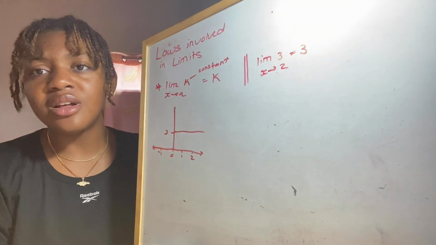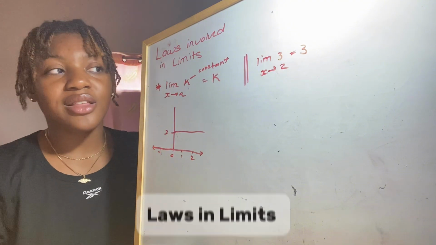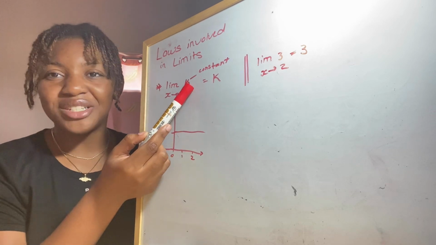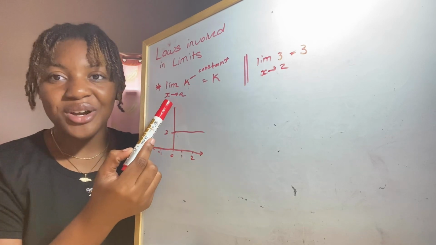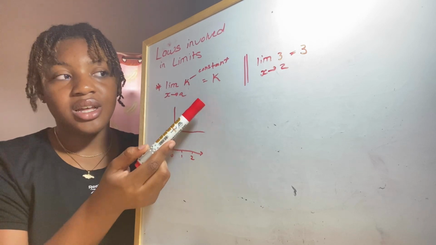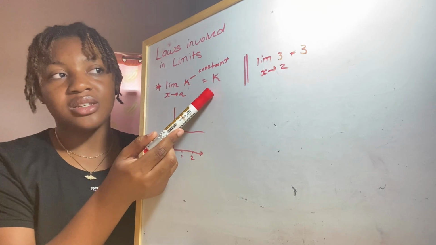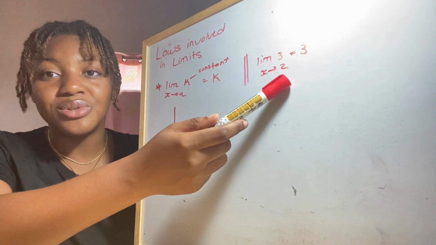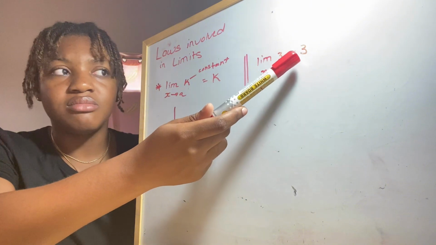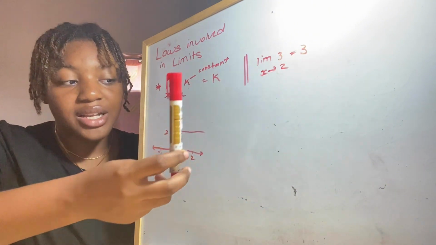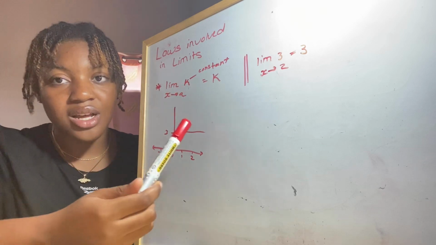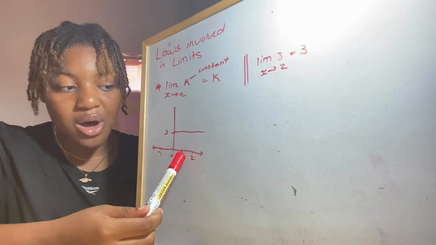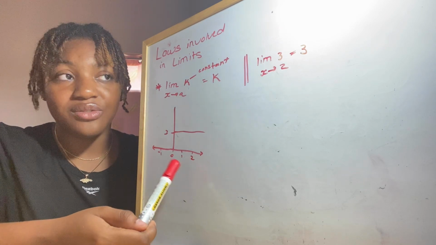So we'll be reviewing the laws that are involved in limits. This is the first one. If you are trying to find the limit of a function which is basically a constant, it doesn't matter what number x is approaching, you're going to get back the same constant. For example, the limit of 3 as x approaches 2 is still 3. This is because the graph of any constant is simply a straight horizontal line that goes through that number. So it doesn't matter what number x is approaching, from the left or from the right.